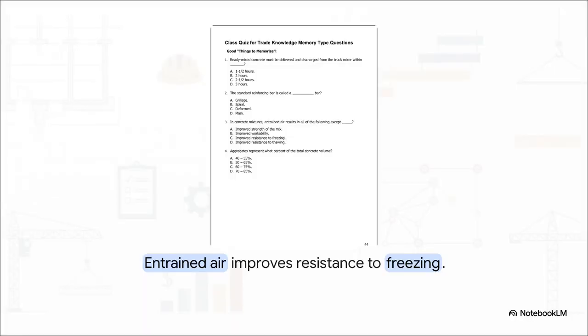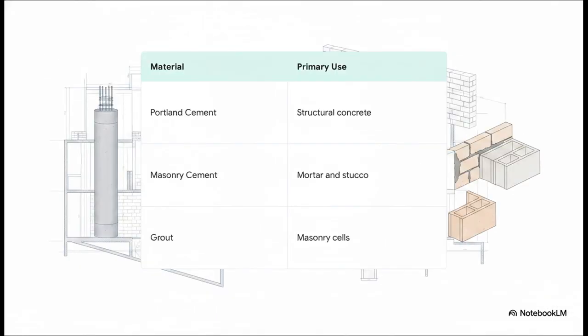When you're looking at mixing and delivery metrics, pay special attention to entrained air. Adding entrained air into concrete mixtures actually results in improved resistance to freezing and thawing. It protects the microscopic structure of the concrete against those harsh temperature shifts, all without compromising the fundamental integrity of the mix. You also really have to keep your cement type straight to prevent structural failures.